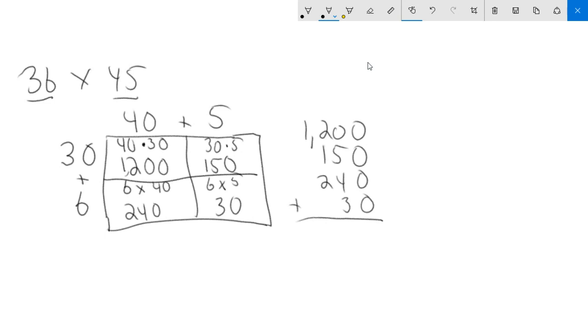So when we add these, I've got 0. Let's see, that's 9 is 12, carry the 1. So that's 3, 4, and 5, 6. And then, of course, 1 plus nothing is 1. So the total area of this shape was 1,620, which means 36 times 45 is 1,620. Okay, so that's one example of how to do a two-digit times a two-digit using the area model.